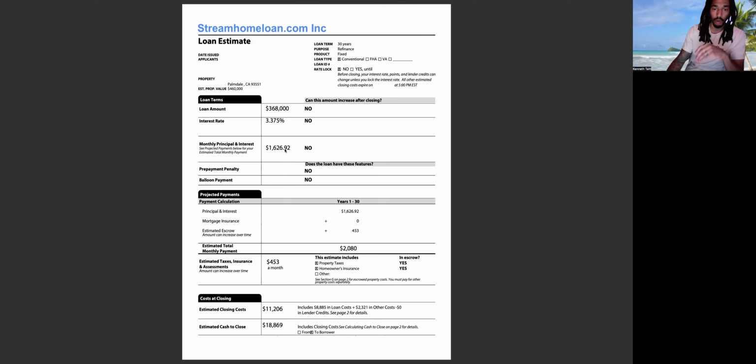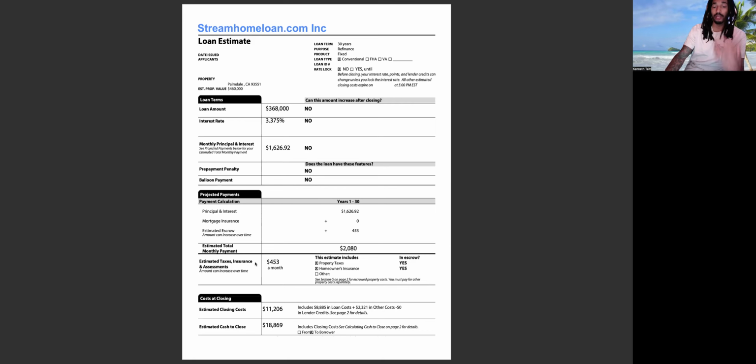It shows you here the principal and interest payment. Is there a prepayment penalty? No. Balloon payment? No. Then it gives you a breakdown of the total monthly payment. So it has the principal and interest payment that was already identified here, and the escrow portion of the payment, which is the portion of the payment that goes towards your property taxes and your homeowner's insurance. $453 in this scenario gives you a total payment of $2,080, right?